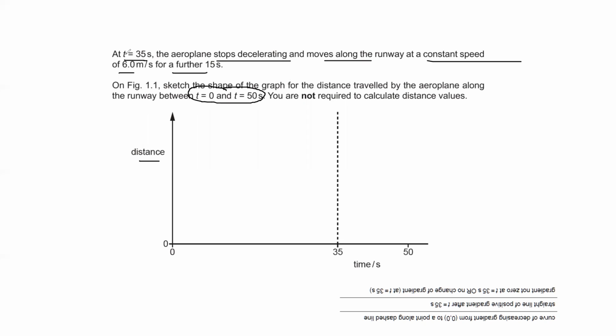So first, at t equals 35, the airplane stops decelerating. So in this distance time graph, till this part, what do we have to show? We have to show a deceleration. And in this part, for 15 seconds, we have to show a constant speed. So how do we represent a deceleration on a distance time graph? We represent it by a curve, that's right. So it will be a curve, and then it moves with a constant speed, so it will be a straight line.